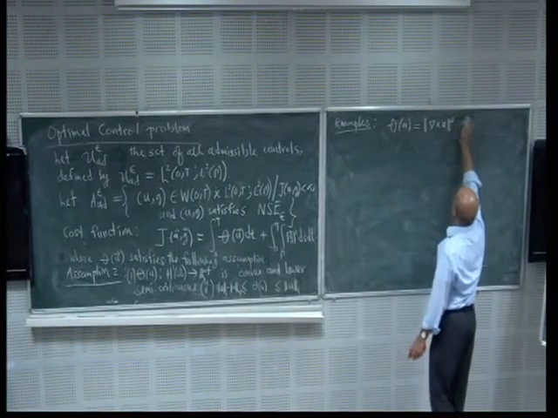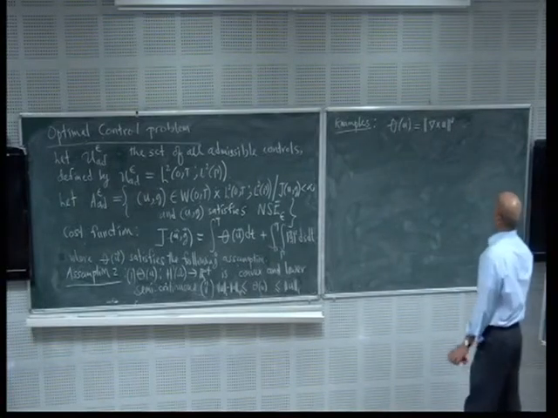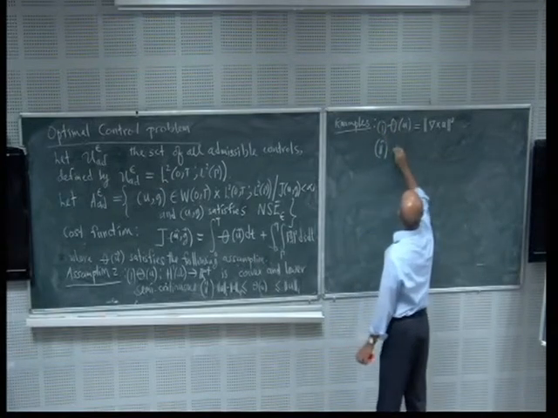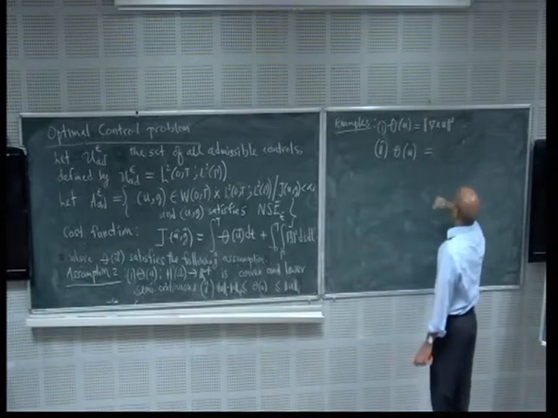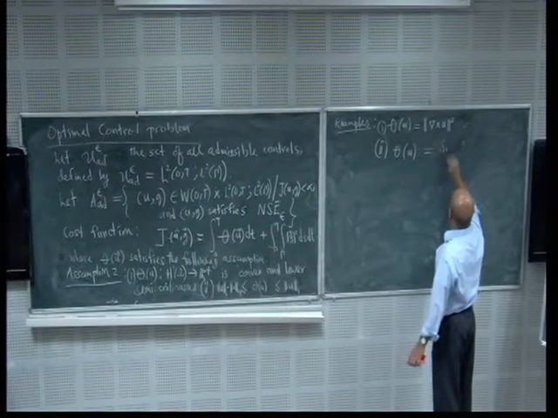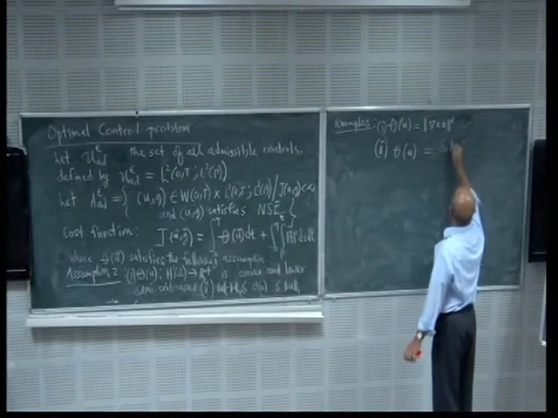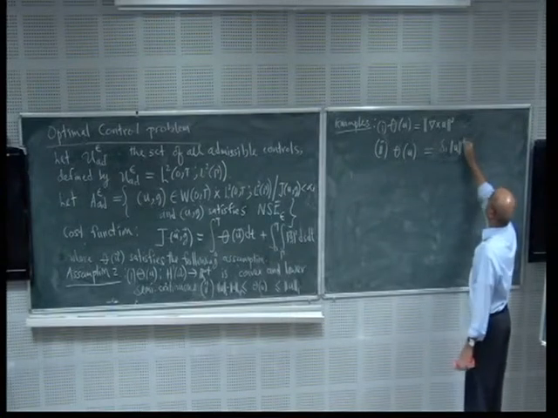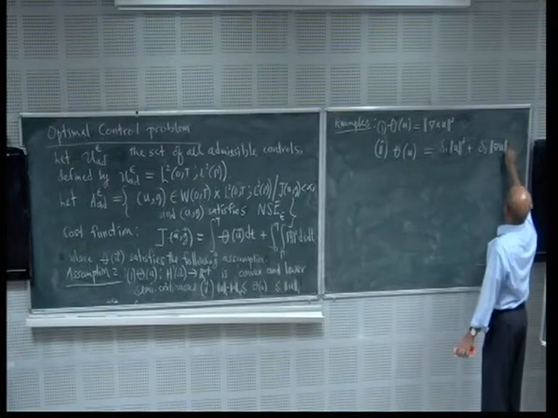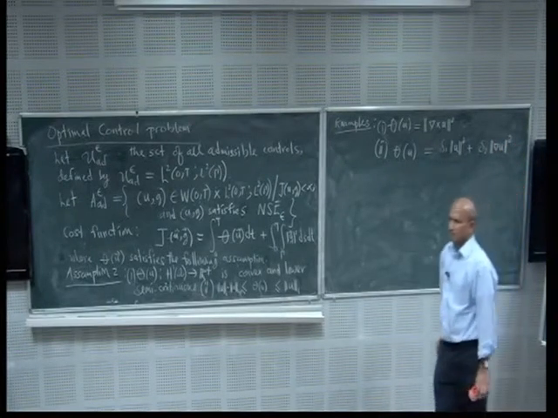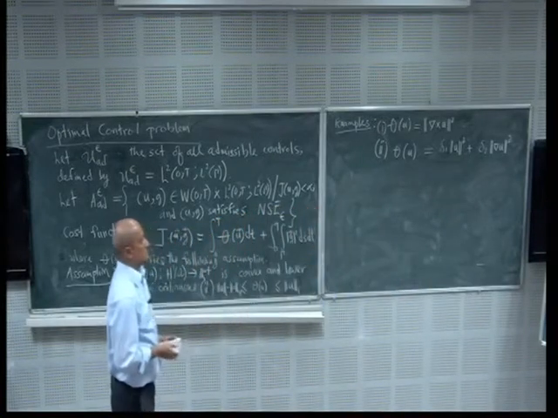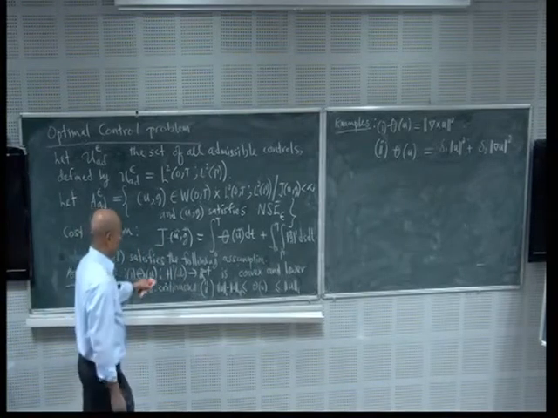is the L2 norm of curl u squared. Or a weighted H1 norm: delta times the L2 norm of u squared plus delta 2 times the norm of the gradient of u squared. Okay. Those two satisfy these two conditions.